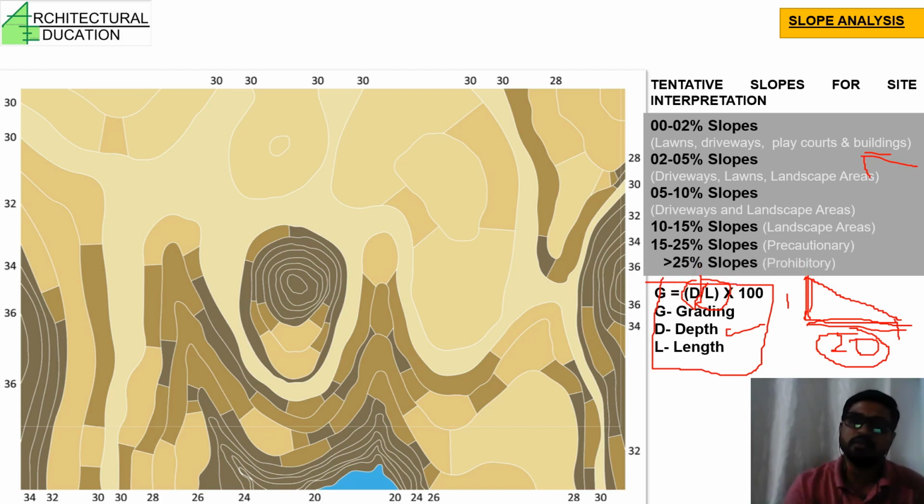And anything beyond 25% is actually prohibitory. It is always better not to take any initiative in those areas and leave them as reserved landscape. But when the space is restricted, as usual, you can even construct a building at such areas. But economically and environmentally, it is not a viable answer.